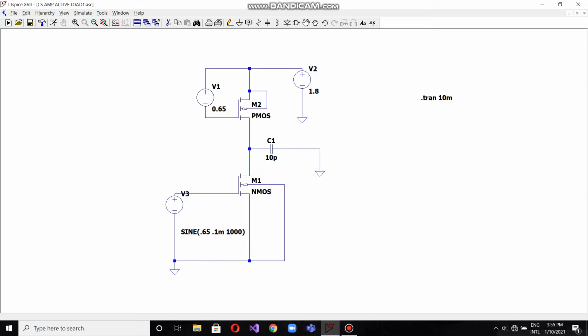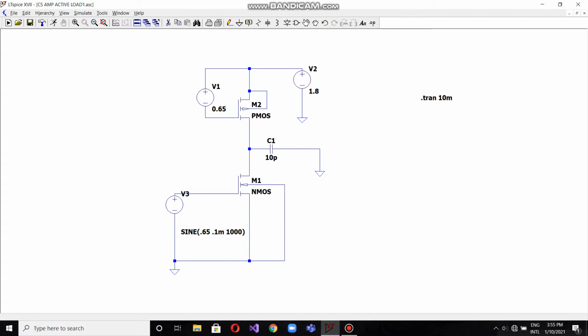Hello everyone. Now in this video we will discuss the common source amplifier with an active load. Now what is an active load? If we replace the load resistance with a MOSFET connected such that it acts like a resistor.